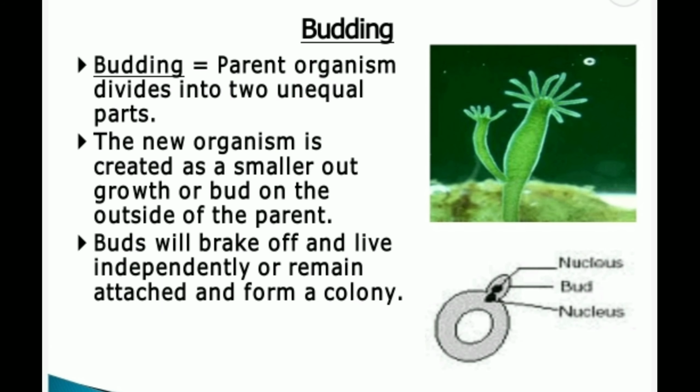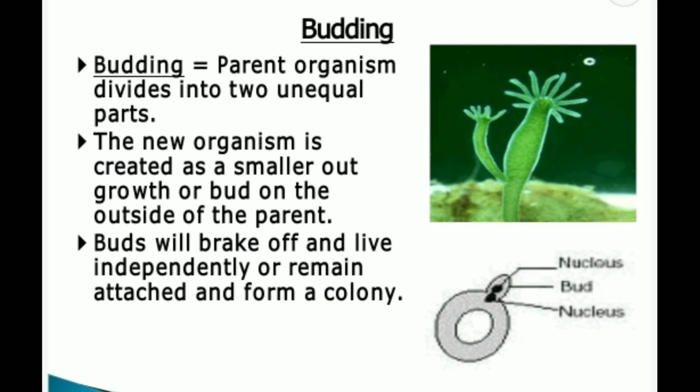The next kind of reproduction is called budding. You can see the diagram again. In this, the parent organism divides into two unequal parts. Remember, in the previous case, the parent organism was dividing and the result was two approximately equal parts. In this case, the parent organism is dividing but into two unequal parts.